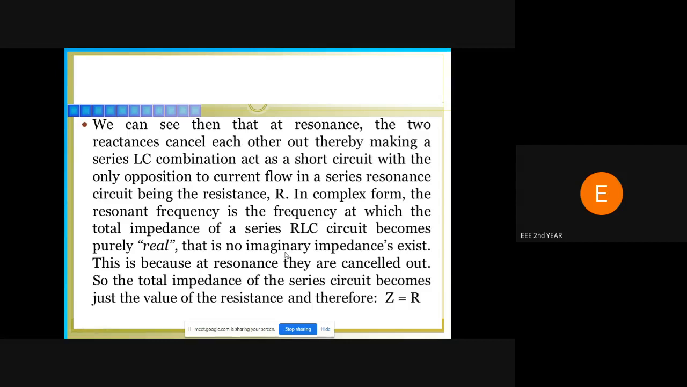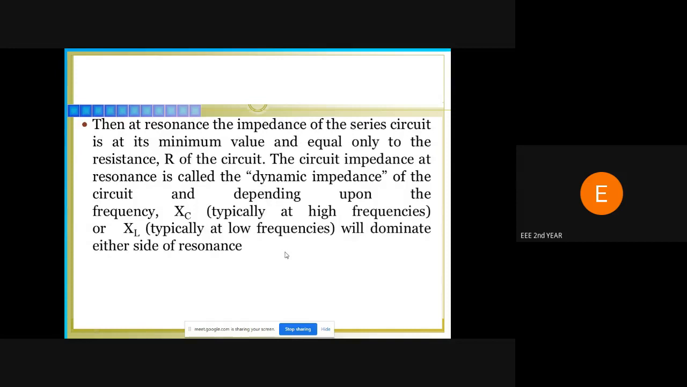Z equal to R, the total Z equal to R value. Then at resonance, the impedance of the series circuit is minimum value and it is equal to resistance. The minimum value will be equal to the impedance, which is mentioned as Z equal to R.